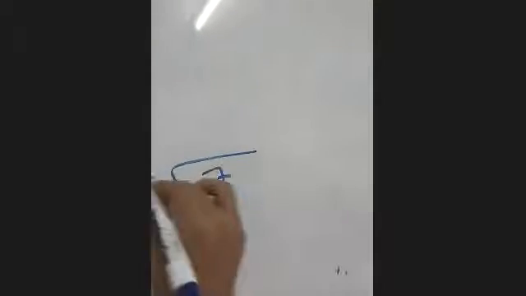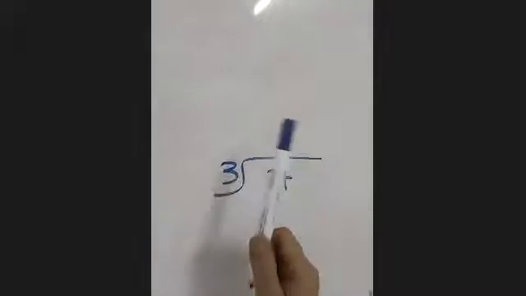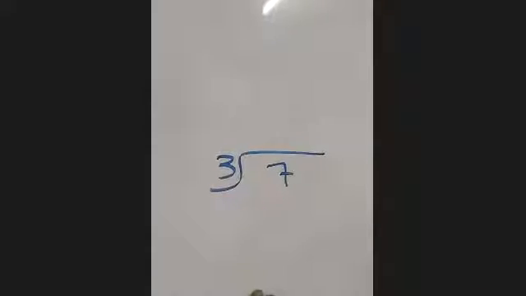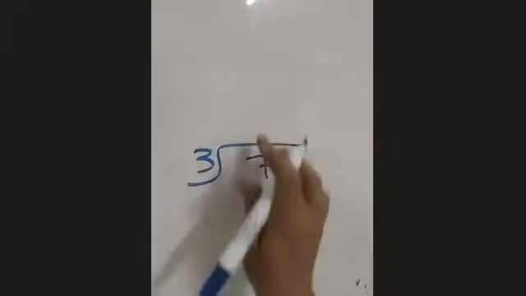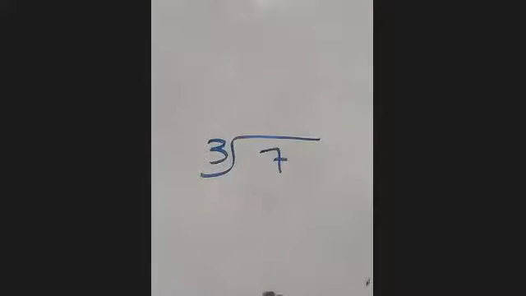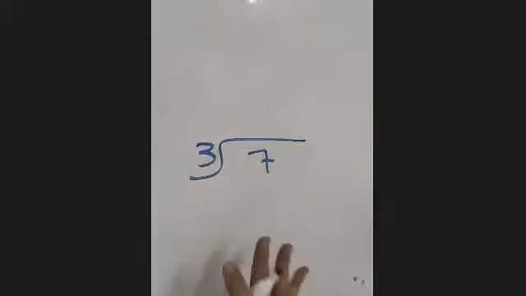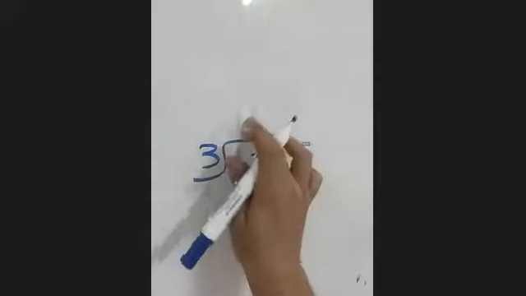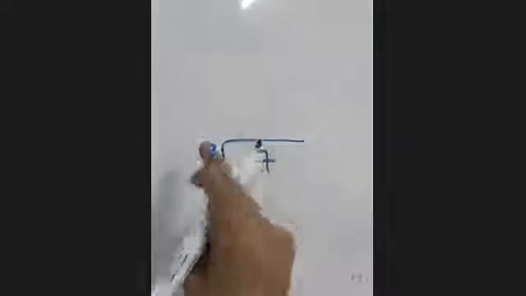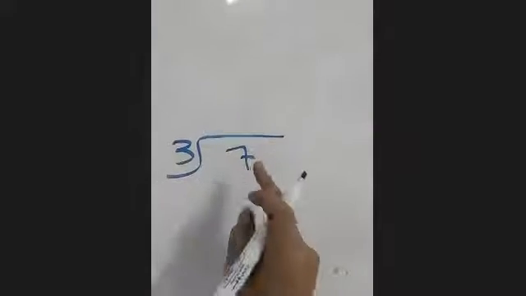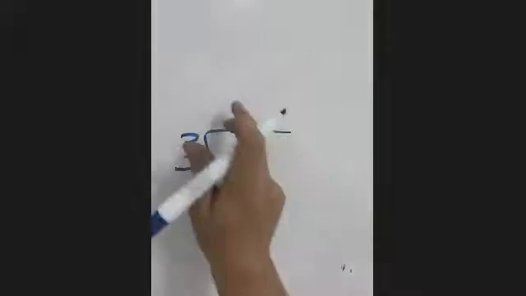Look here, when you divide 7 divided by 3, what will you put here? The number? Here, I search for a number. If you multiply it with this number, you get this number or less. What do I put here?